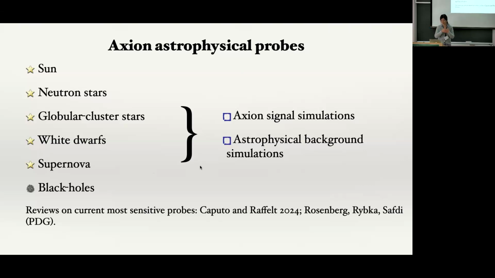These different astrophysical objects could also be used in different ways to probe different axion couplings. To use them, we usually need two types of simulations. One is simulations for axion signals in these complicated astrophysical environments. The second is simulations for astrophysical backgrounds. These are not cosmic simulations; they're simulations for these small objects.